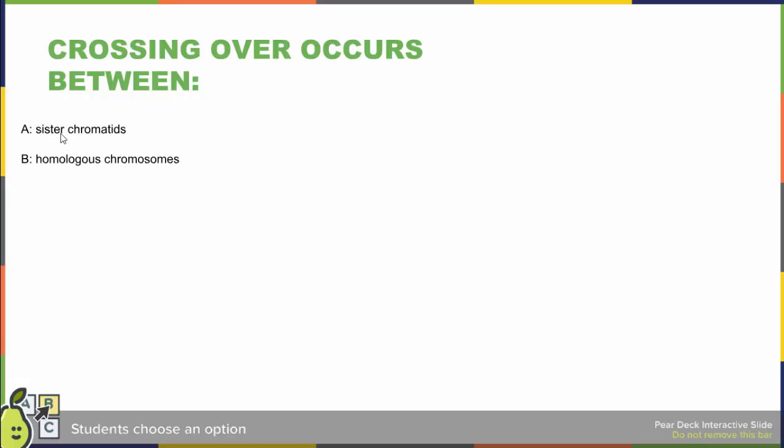The sister chromatids are going to be the two blue chromatids attached together, or the two red ones attached together. So we're not going to swap between the two blue because they're identical twins anyways. And we don't swap between the two red ones because the two red ones are identical twins anyways. What we do swap between are the blue ones and the red ones. So between the homologous chromosomes, not between the chromatids.